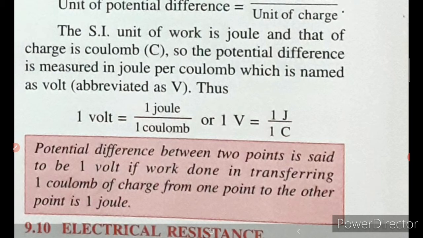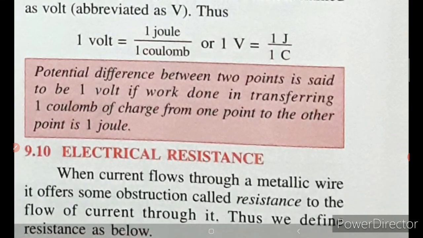Now the next topic which we are discussing is the electrical resistance. So when current flows through a metallic wire, you can imagine the flow of current as the flow of water in a pipe, right. This particular wire or electrical gadget, wherever the current is flowing, will offer some kind of obstructions to the flow of this current. These obstructions are called resistance. Now where does it come from, etc., we have to learn.